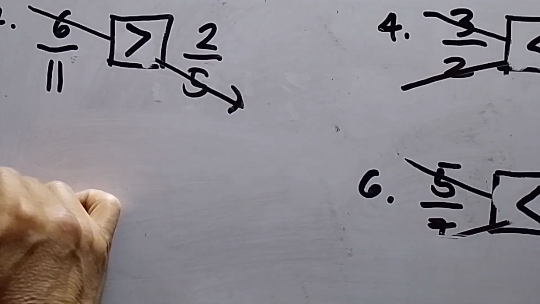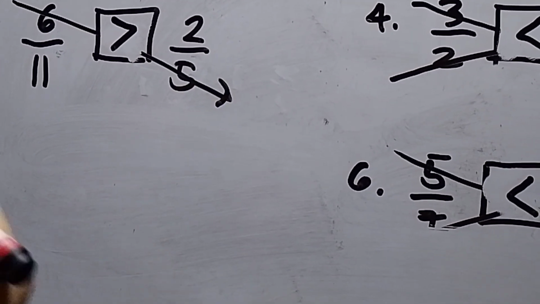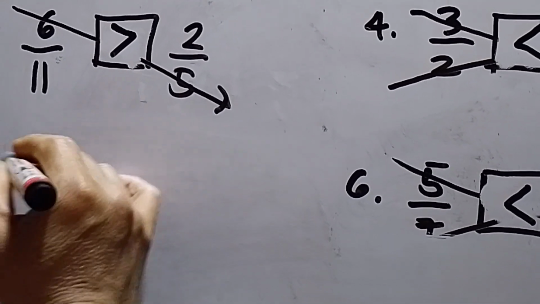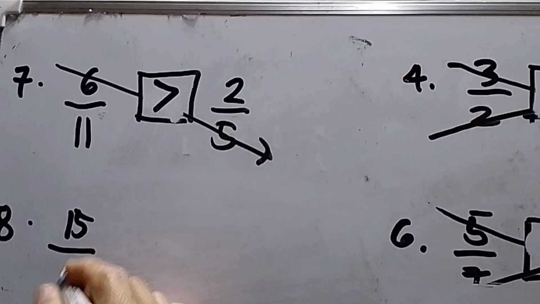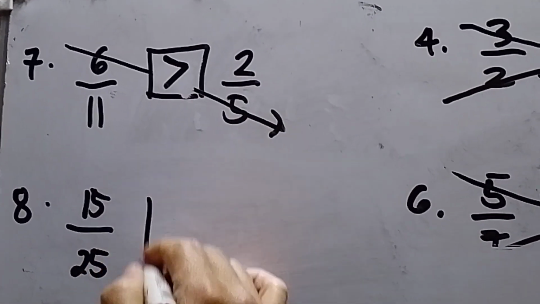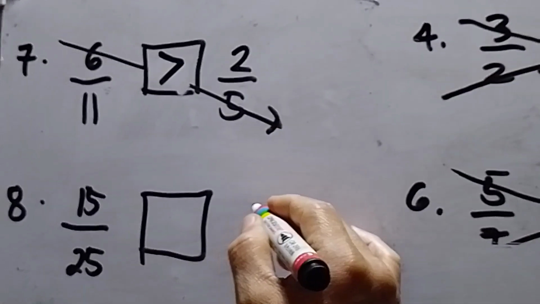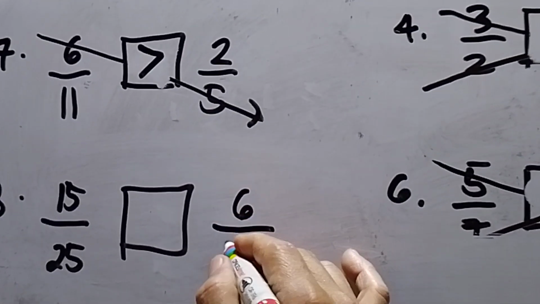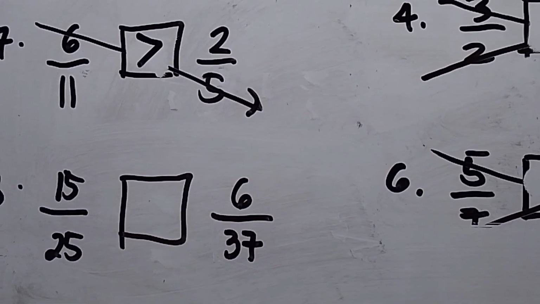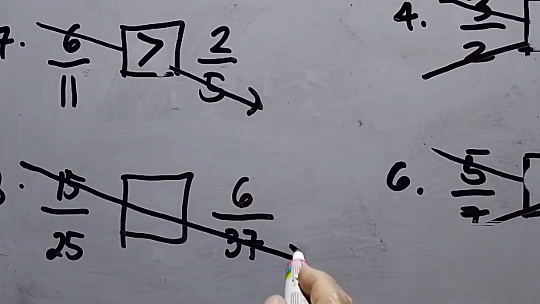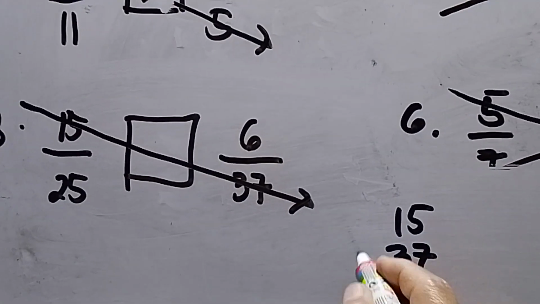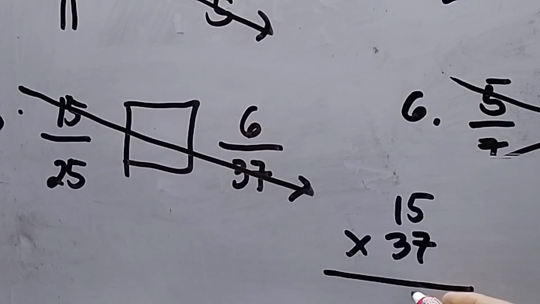Number 8. Number 8 is 15 over 25. And then this will be 6 over 37, which is greater. So again, we have to cross multiply this one. 15 times 37. So this will be 5 times 7 is 35.